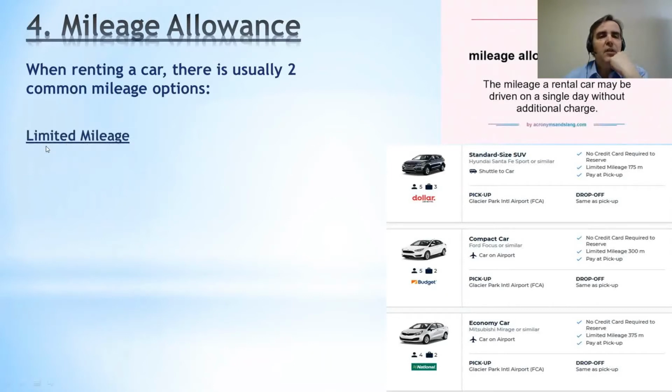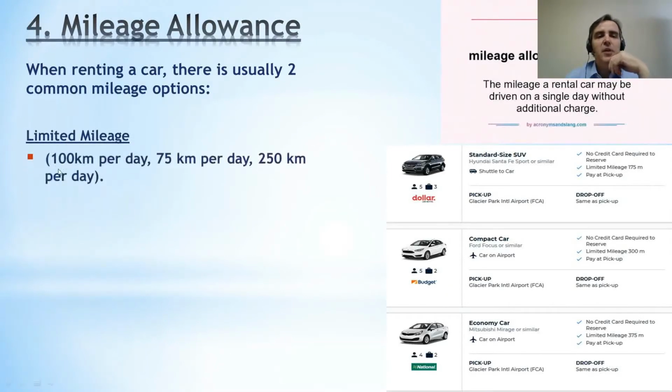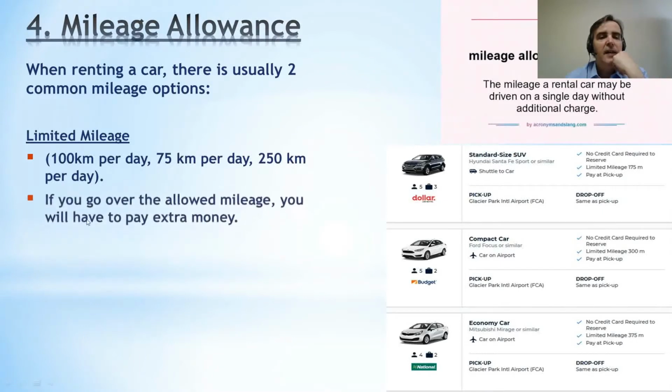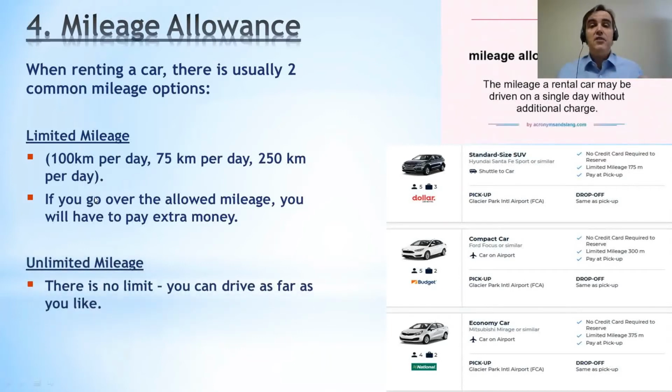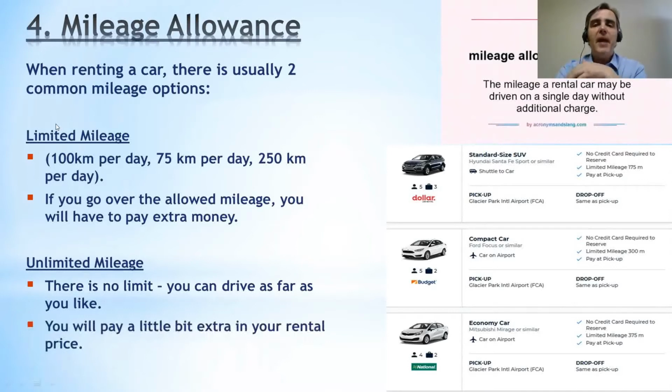So there's usually two options. Limited mileage, you would get like 100 kilometers a day, or maybe 75 or 250 kilometers per day. And if you go over the allowed mileage, you pay extra money. So in these examples, we've got the Santa Fe 175 miles. We've got the Ford Focus 300 miles, the Mirage 375 miles. But you can also get unlimited mileage, and this means there's no limit. You can drive as far as you like, but you will have to pay some extra money when you hire the car. So that is mileage allowance.